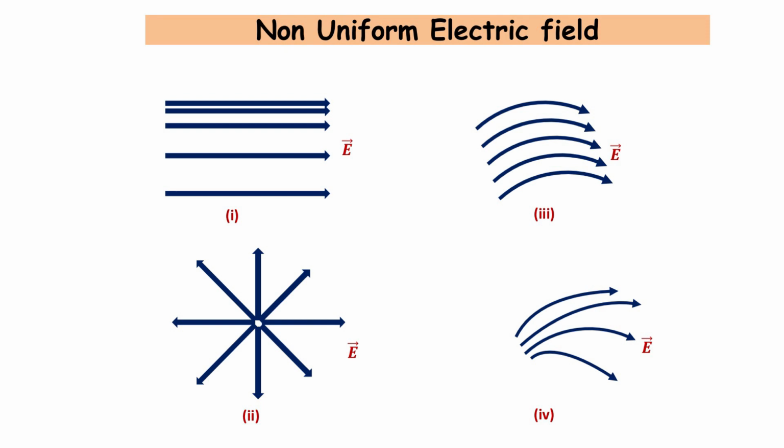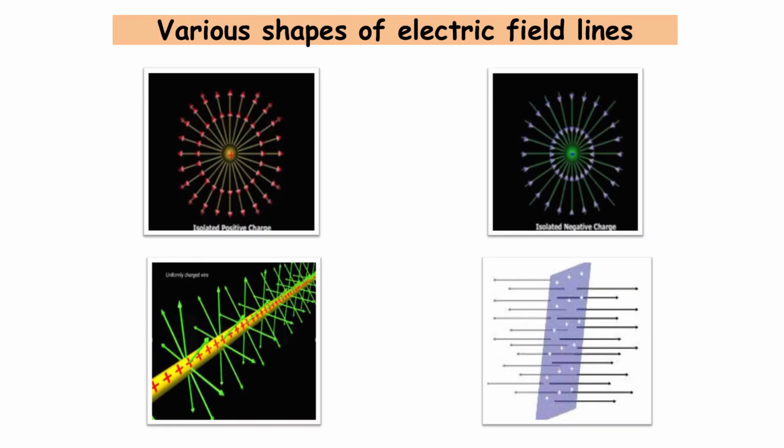Here you are seeing pictures of non-uniform electric field lines. There are various shapes of electric field lines, and you know that for a positive point charge the electric field lines are outward, and for a negative point charge they are inward. For a line charge, they are radial in parallel planes, and for a plane sheet of charge the lines are parallel and form a uniform field.